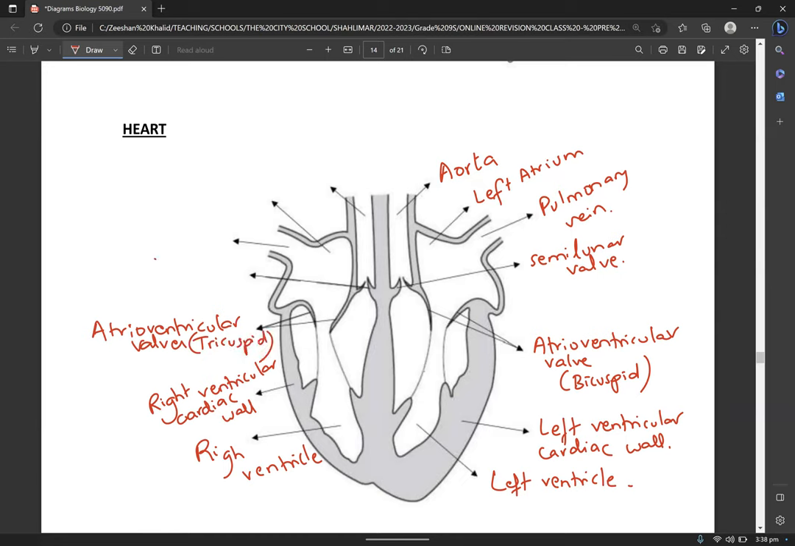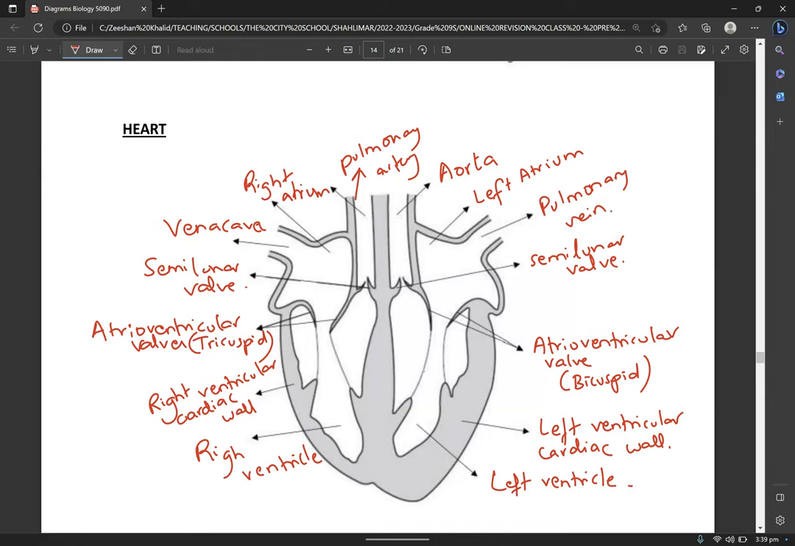Then again, you have semilunar valves. And then this is the vena cava, inferior, superior. Kuch books mein dikhai hoti hai, that's fine. Then this is the right atrium. And then finally, we have the pulmonary artery. Ye wali pulmonary artery. Kyunki ji, ye sari labels, isme coronary artery label nahi hui. Kyunki aapko section dikha raha hai.